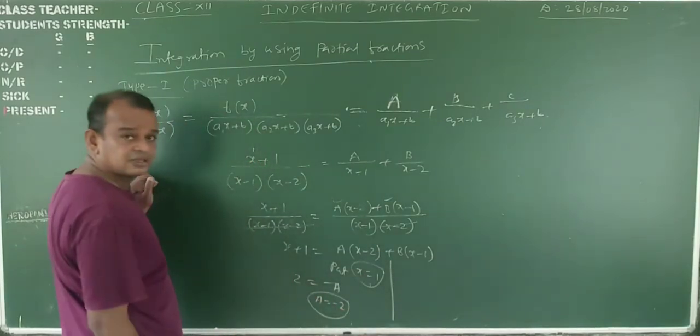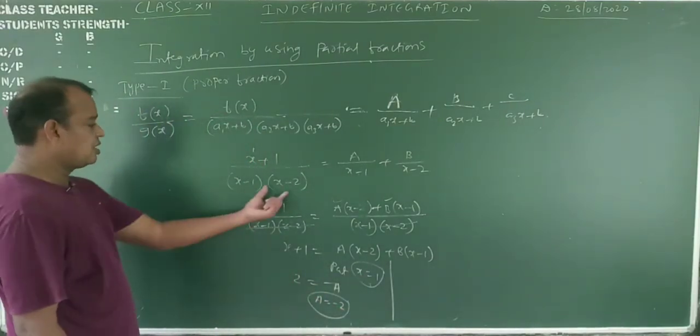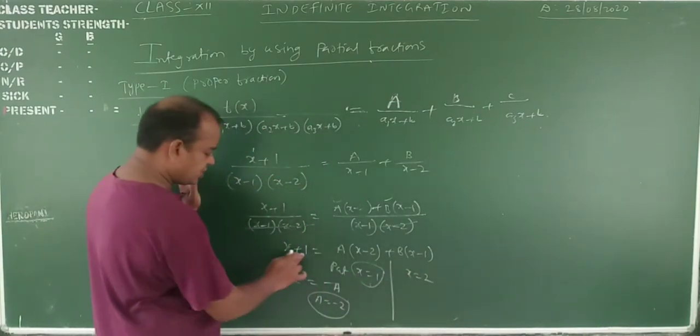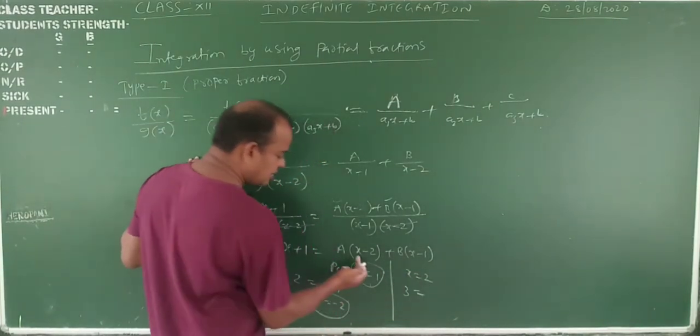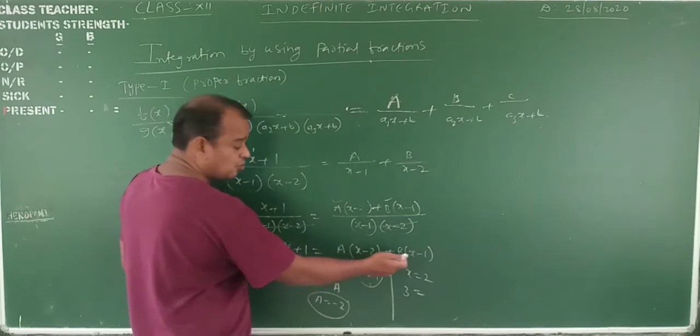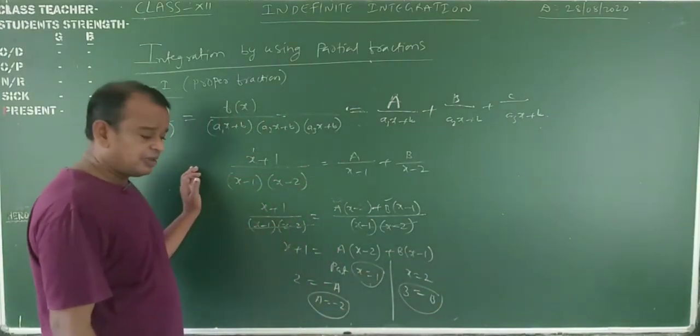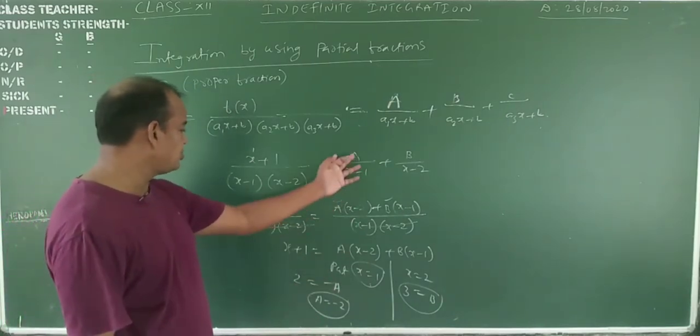Okay, my dear students. Now put x is equal to the other factor, 2. X is equal to 2, you will substitute here: 2 plus 1, 3. Here 2 minus 2 is 100% 0, and 2 minus 1 means b. Now you substitute the a and b values here.